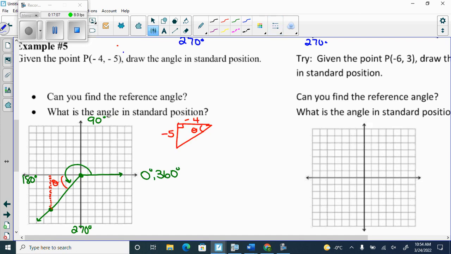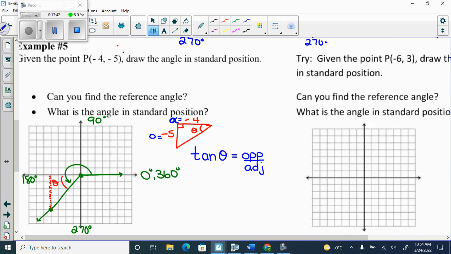So this one, which one is opposite that angle? The -5. Which one is adjacent to that angle? -4. Okay? An O and an A. So what trig ratio uses O and A from SOHCAHTOA? Tan. So we have tan theta. It's SOHCAHTOA, opposite over adjacent.